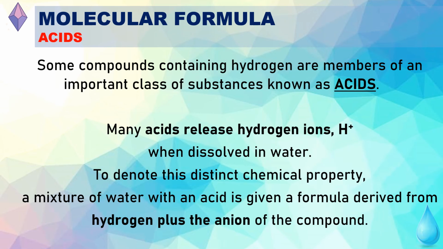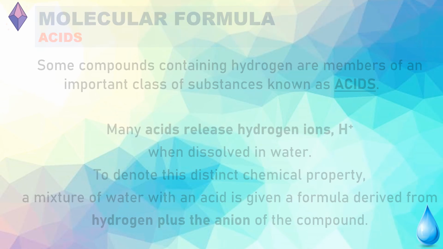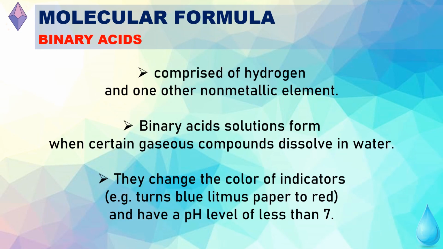Some compounds containing hydrogen are members of an important class of substances known as acids. Many acids release hydrogen ions or H+ when dissolved in water. To denote this distinct chemical property, a mixture of water with an acid is given a formula derived from hydrogen plus the anion of the compound. The first type of acids is binary acids, comprised of hydrogen and one other nonmetallic element. Binary acid solutions form when certain gaseous compounds dissolve in water. They change the color of indicators like turns blue litmus paper to red and have a pH level of less than 7.